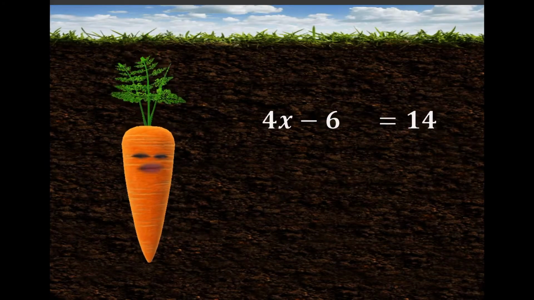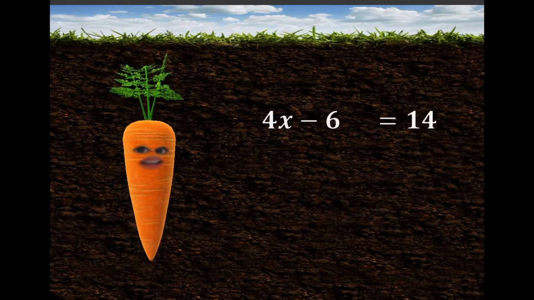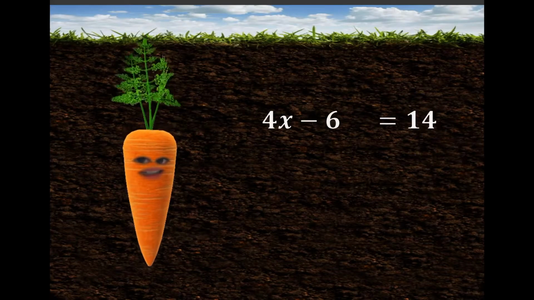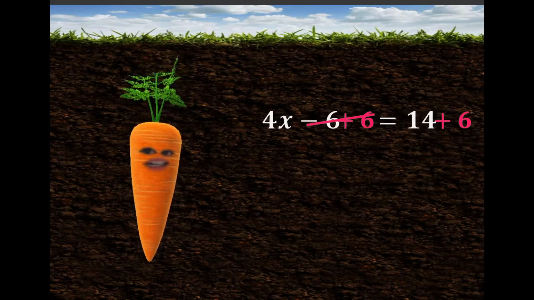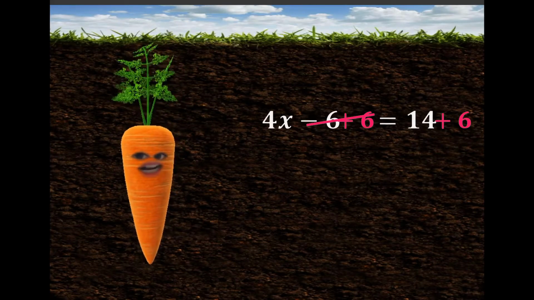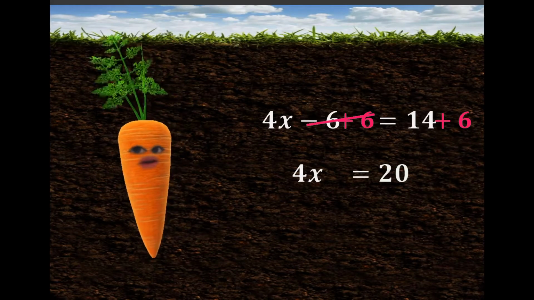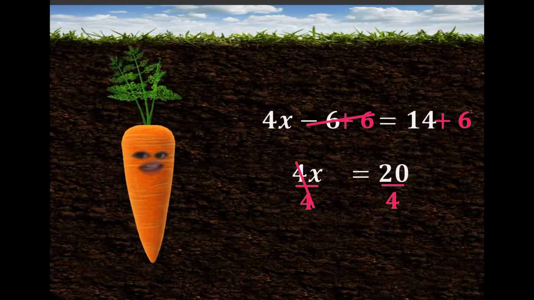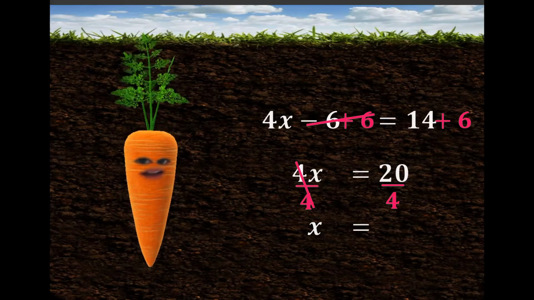Let's try another one. 4x minus 6 equals 14. So again, what's the last thing we read? 4x minus 6. We need to get rid of the minus 6. So we bring the opposite of that on the other side. So plus 6. So now we have 4x equals 20. Now 4x, what's the opposite of 4 times x? Dividing by 4. So we cancel that out. We get x equals 5.